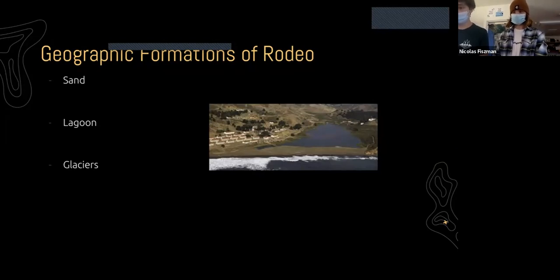There's also a large lagoon, which is separated by the sand of Rodeo Beach. The lagoon formed from a massive glacier that eroded the whole valley and landscape. There's not much soil and there's a lot of eroded rock. This is exactly what you'll see in Rodeo. However, since the glacier was so long ago, there's a decent amount of soil that has come into the valley.